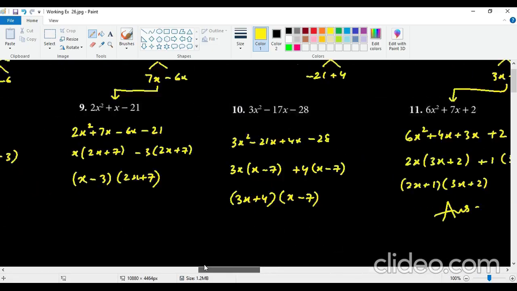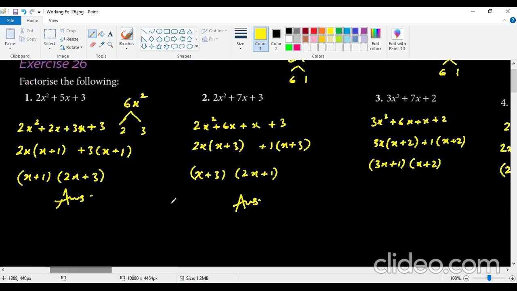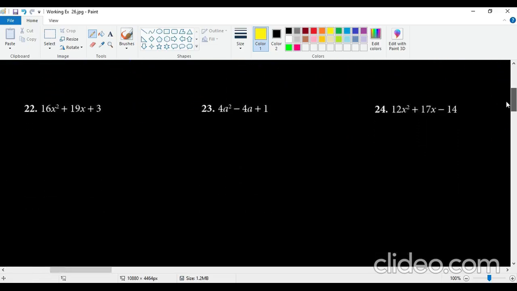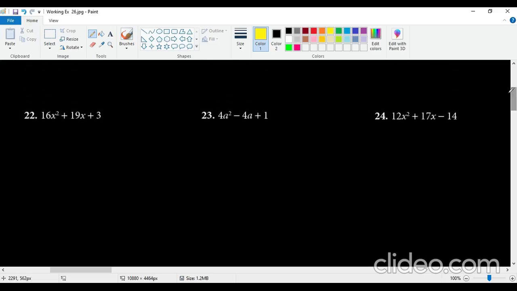22. Question number 22 is about 16 times 3. 16 times 3 gives us a 48. We need to have factors that give you plus 19, and for question number 22 it is 16 times 3 I'm using, because 16 plus 3 is going to give us a 19.